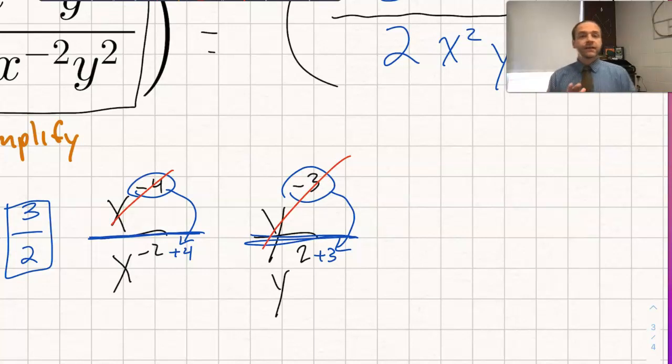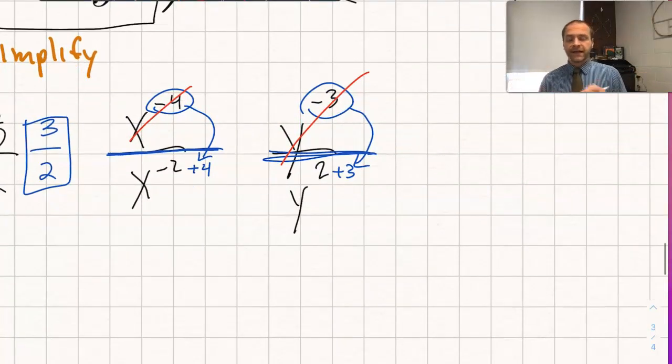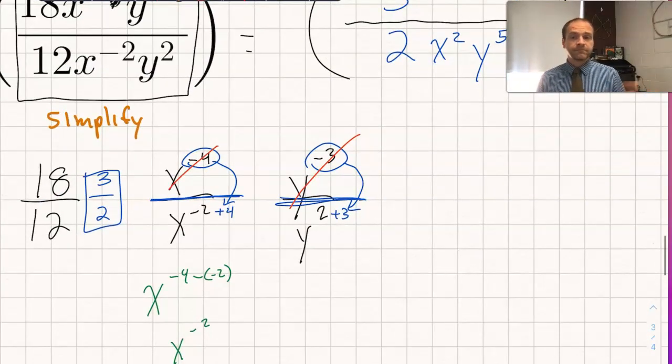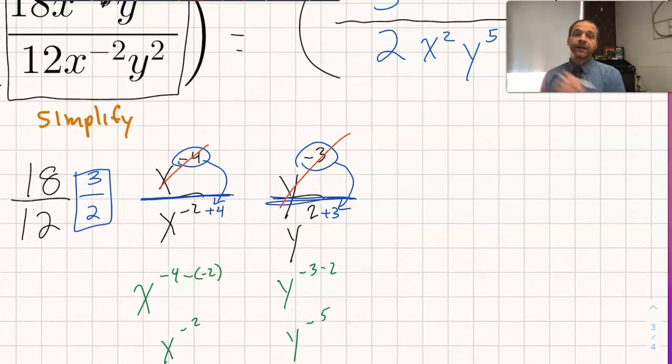Now, you don't need to do it that way. I just showed a little trick, and if you don't want to, then fine. When you're dividing, you subtract. Negative 4 minus a negative 2, that's the same as addition. That becomes x to the negative 2nd. That means I have an x squared on the bottom. If I have y negative 3 minus 2, that becomes y to the negative 5th, which means I have a y to the 5th on the bottom. Both of them you can see right there.